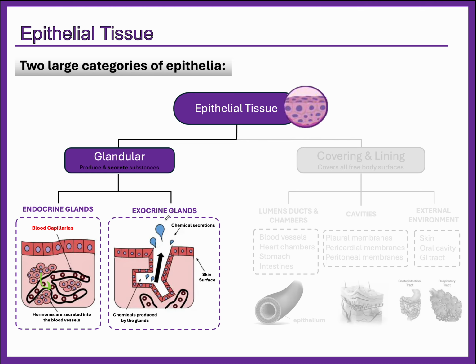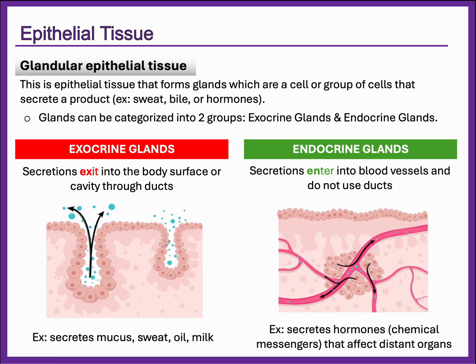If it's exocrine, then these glands do not push things into the bloodstream. They push them on the outside of the body. They bring it out. So glandular epithelium, this epithelium tissue, forms glands, which are cells or groups of cells that secrete and produce sweat, bile, or hormones. These are all examples. Sweat is made by sweat glands. Bile is made by the liver, which has some glands. Hormones depends on the hormone.